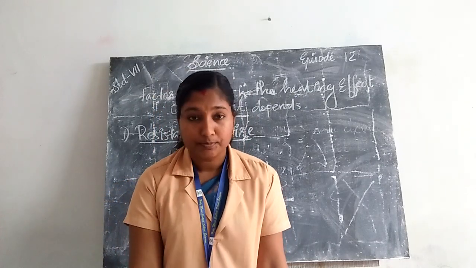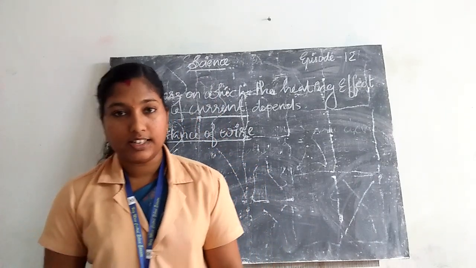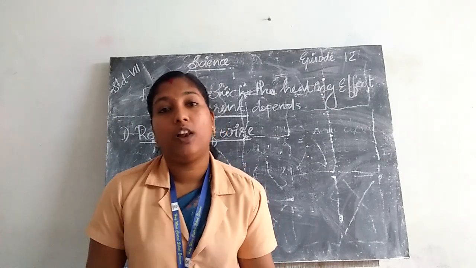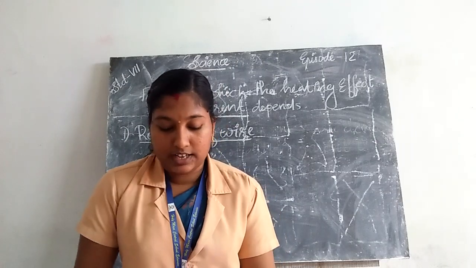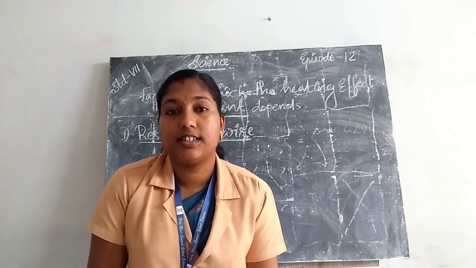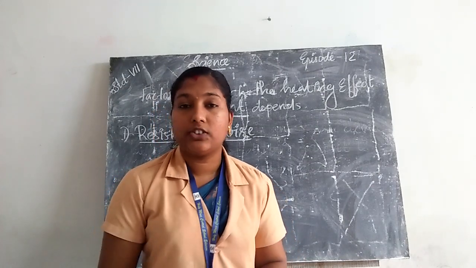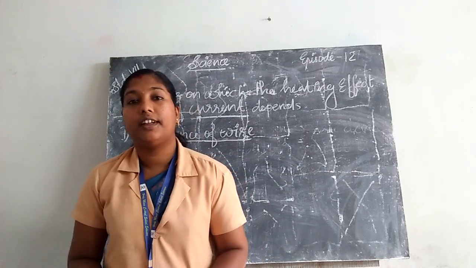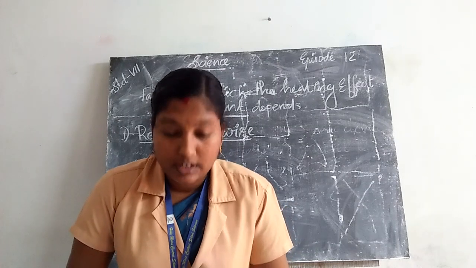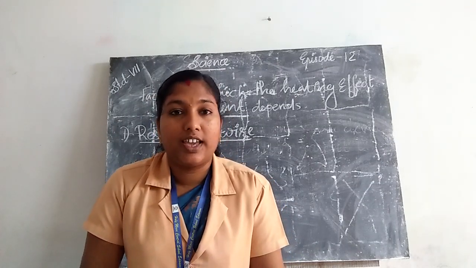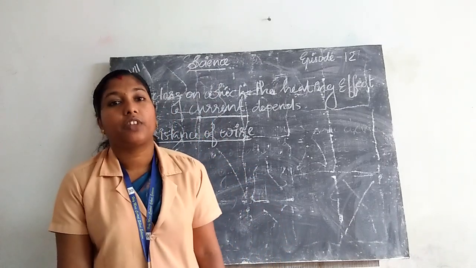Okay, all of you understood? Then once again, what do you mean by resistance? The degree to which the material opposes the passage of current through itself is known as resistance. Then what did we learn? We learned about the heating effect of electric current. What do you mean by the heating effect of electric current? The production of heat in an electric device due to the flow of electric current is known as the heating effect of electric current.